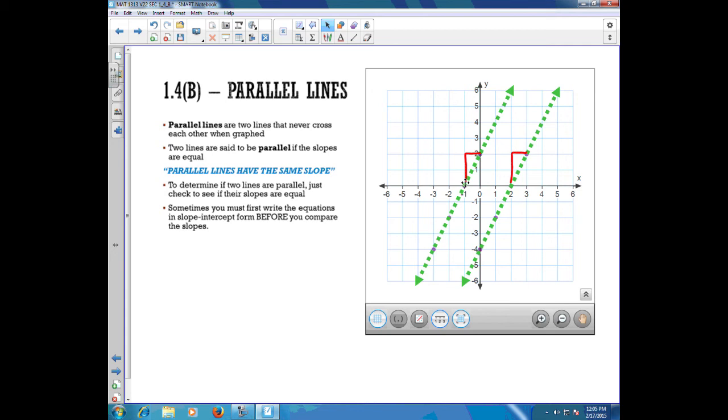So to determine if two lines are parallel, you just have to check to see if their slopes are equal. If the two slopes are equal, then the lines will be parallel. Remember that sometimes you have to write the equations in slope-intercept form before you compare the slopes, because that way it's easier to pick out the slope in the equation.